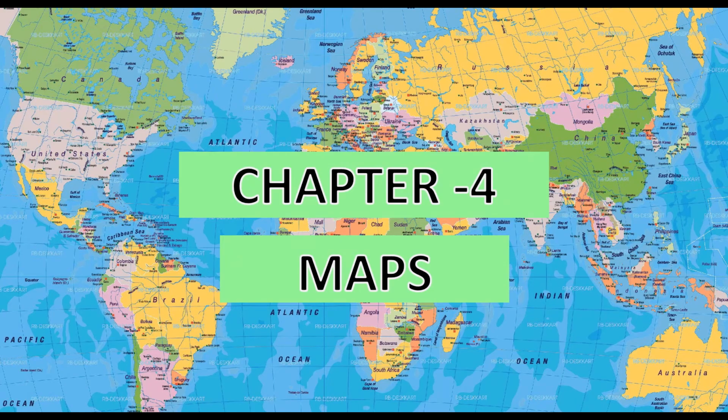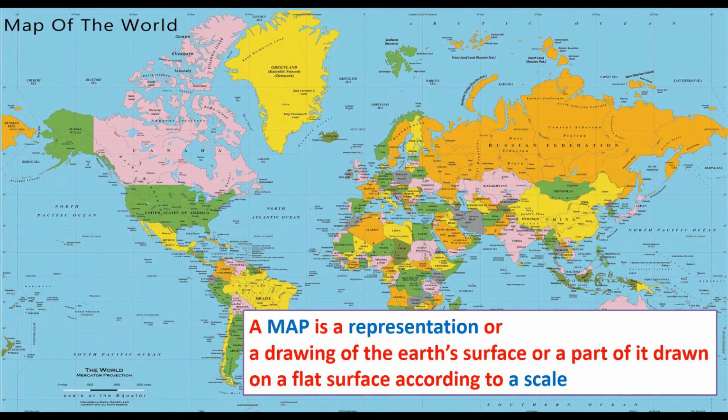Hi, welcome. In the previous chapter we learned about the globe. It's used to study the earth as a whole. If you want to study a point on a globe like a state or village, a globe has limitations. There we use maps. What is a map?